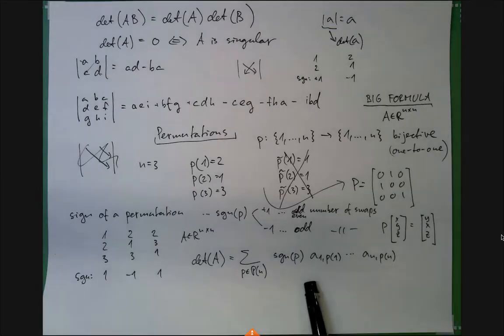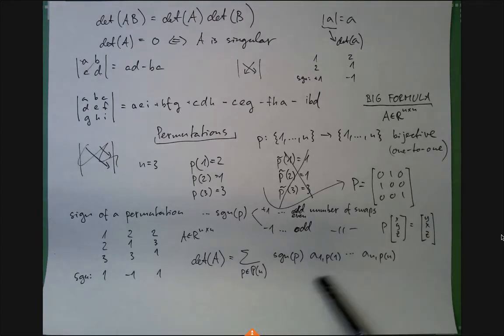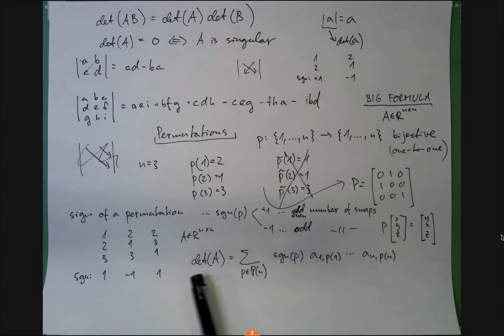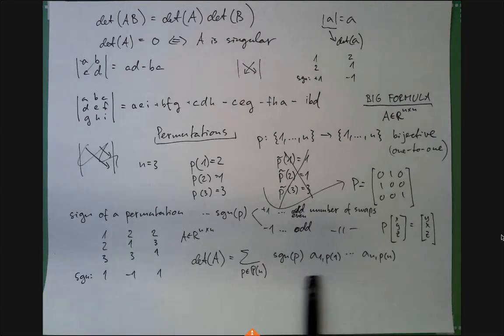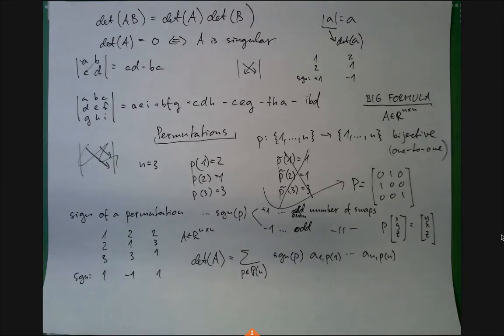So it's good to know this formula. It's sometimes useful. It's mostly useful for small matrices when n is small. But the important thing to realize is that the determinant is always just a product of n numbers taken from the matrix times the sign of the permutation. Okay, any questions to this? This is the big formula here.